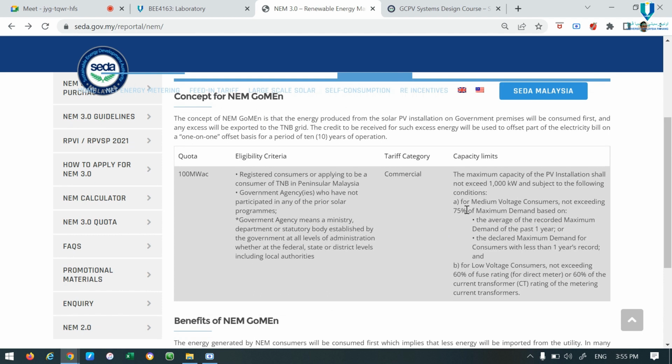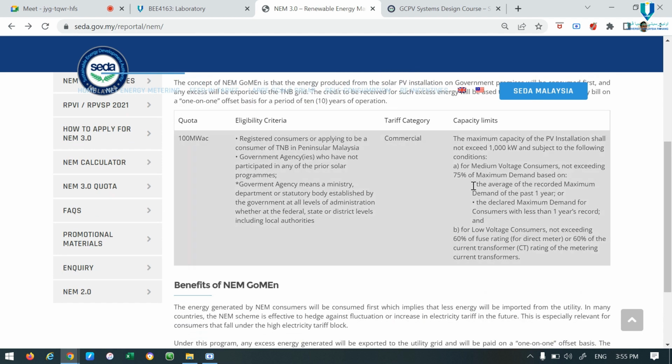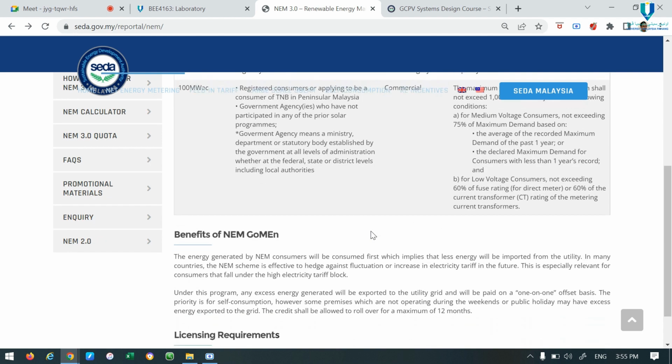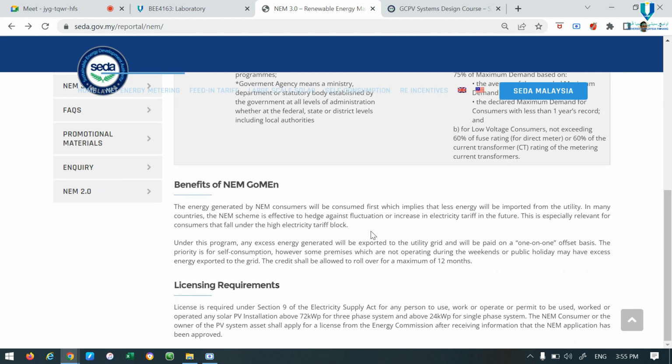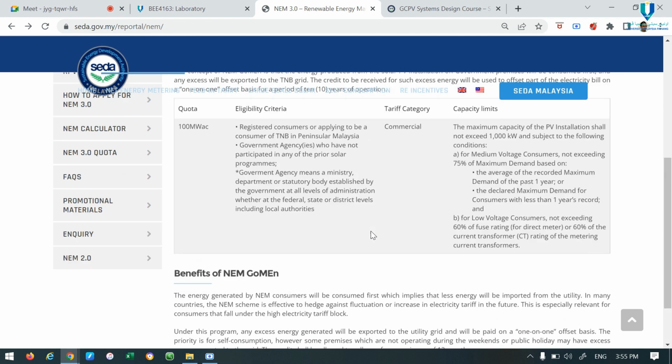Even so, it has its limitation: 75% and 60% for low voltage and medium voltage. This is more for commercial, but still one to one. One to one basis.